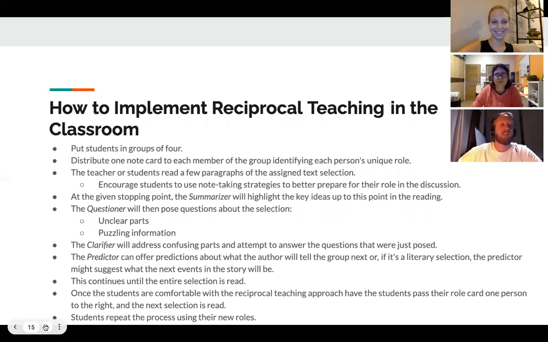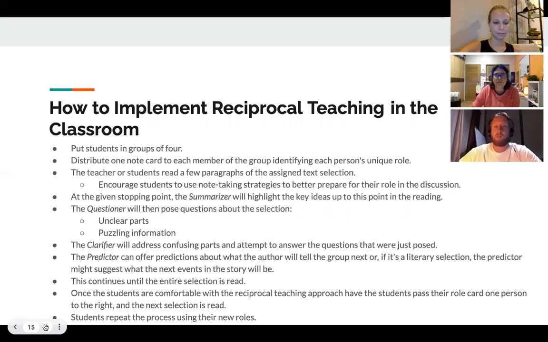The teacher or students are going to read a few paragraphs of the assigned text selection. You're going to encourage students to use the note-taking strategies that you've gone over in class before and shared with them to help them better prepare for their role during the discussion. At the given stopping point, the summarizer is going to highlight the key ideas up to this point in the reading. It might be 1 paragraph, it might be 2 paragraphs, it could even be only a couple of sentences, depending on what text you're dealing with and the abilities of your students.